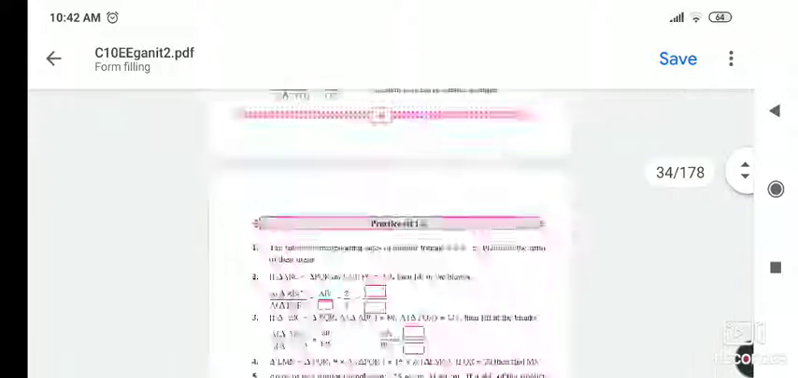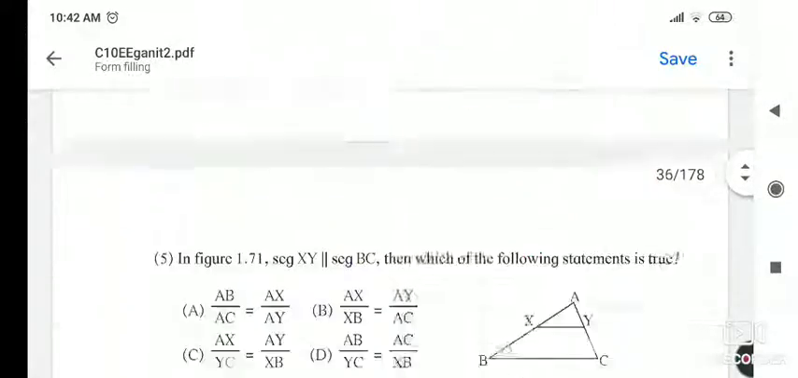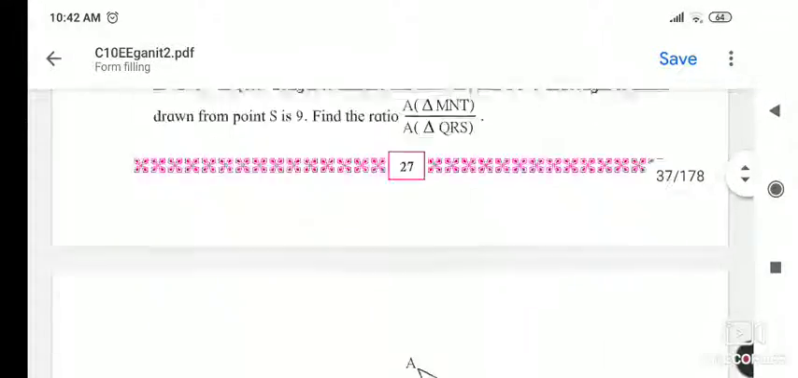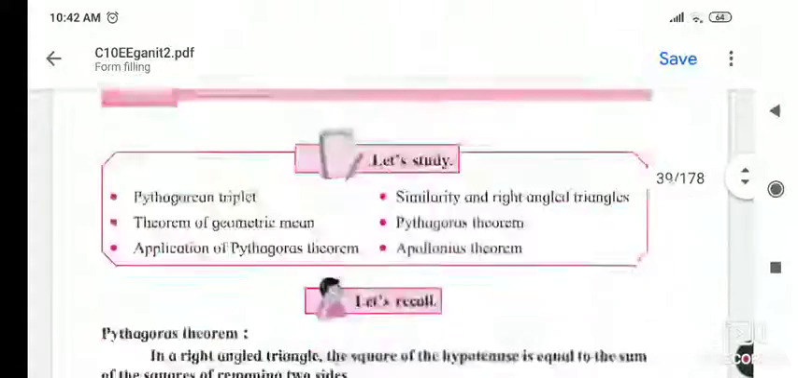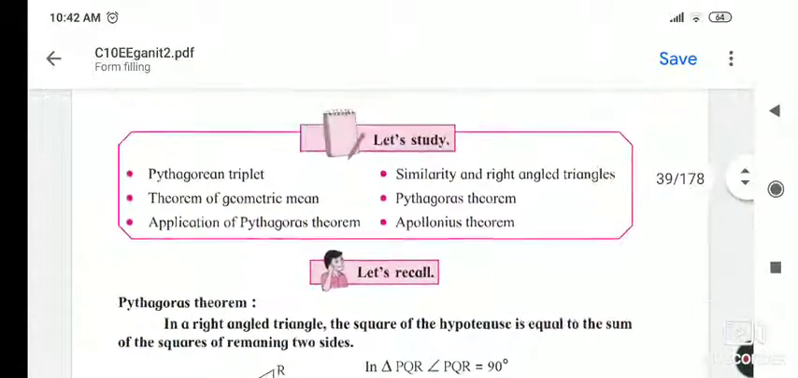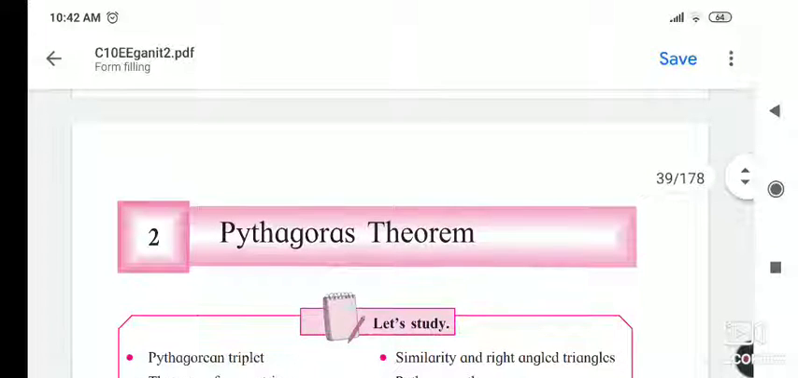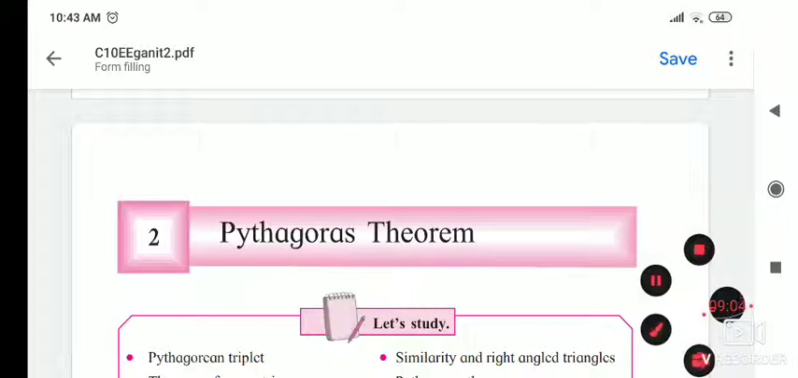After that, problem sets and practice sets are there, and if you have any doubt you can ask me anytime, no problem. Okay, and now we will start the revision of the next lesson, that is the Pythagoras theorem. As you know, we are taking the revision lectures, so I will start with the next video.